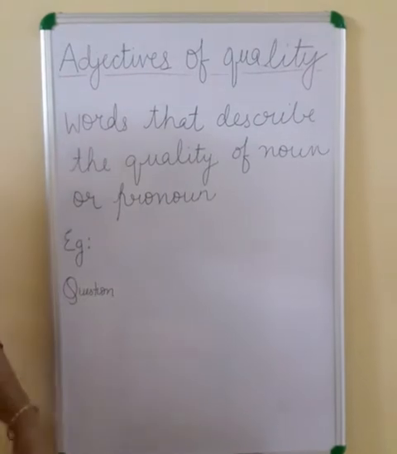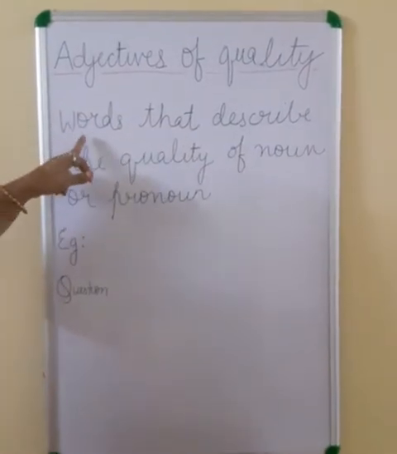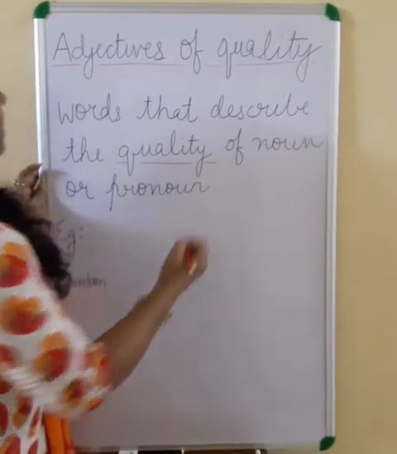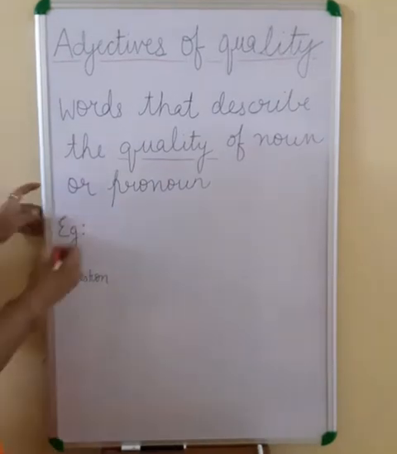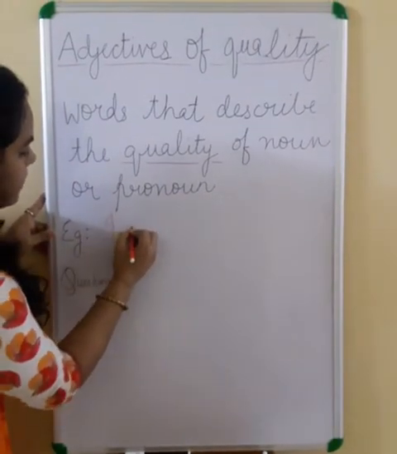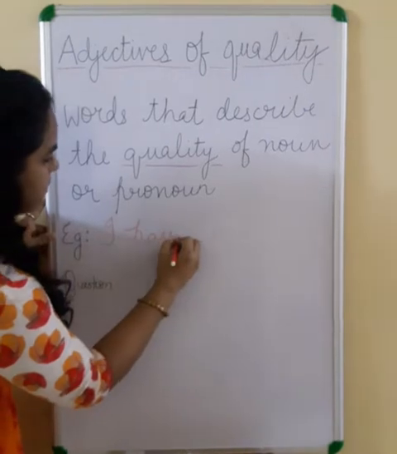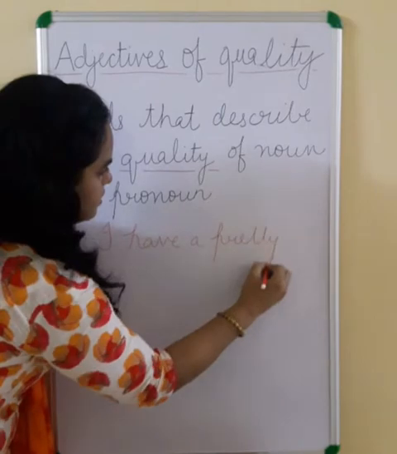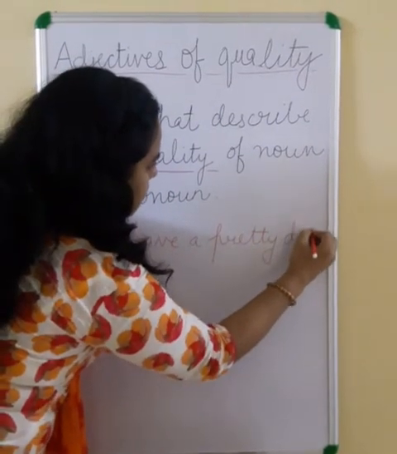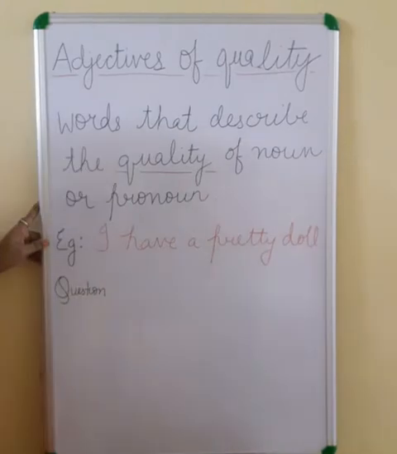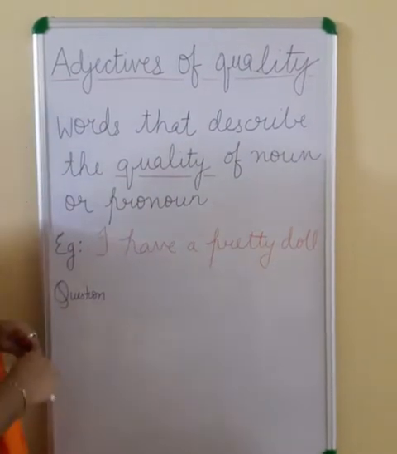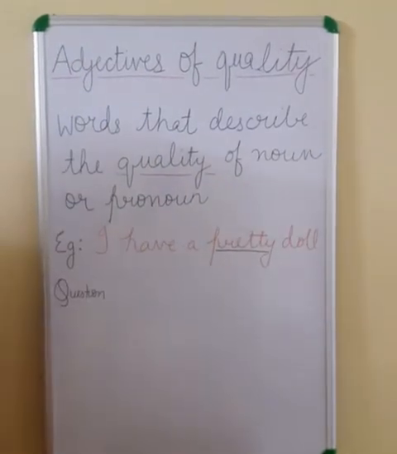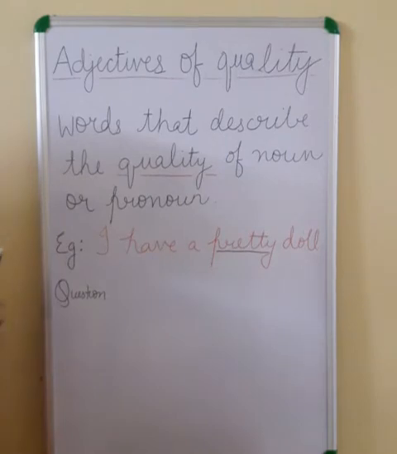Okay class, the first kind of adjective that we are going to learn is adjectives of quality. What is an adjective of quality? Adjectives of quality are the words that describe the quality of the noun or pronoun. I will give you an example. I have a pretty doll. Class, here the word pretty is the adjective of quality because it describes what kind of doll it is.